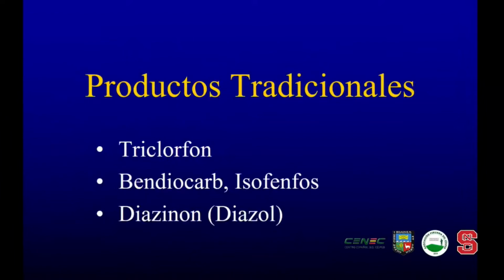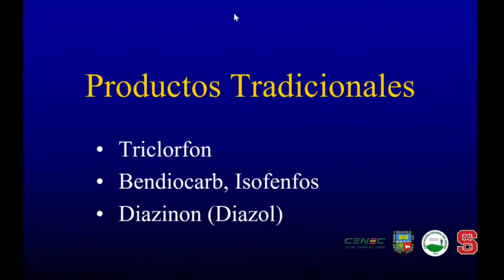There are some traditional products that have been around for a long time. Trichlorphon is one of them. It's one that can be used when you find larger grubs. It's very water soluble. It doesn't have any residual activity, but it's very water soluble and can work very quickly. So it's a valuable product. There are other products that contain active ingredients of bendiocarb or isofenphos. These also can work really well against larger grubs in case you miss it.